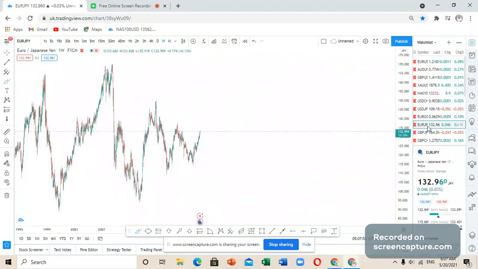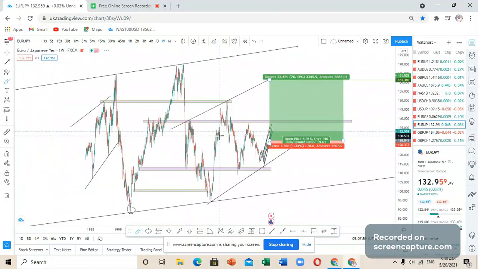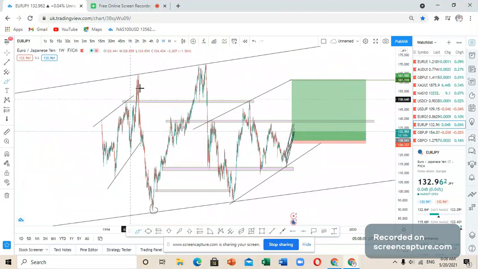So for the EURJPY, you can see the general movement: it touched the upside, touched the downside, made double touches to the upside here. Then you had a move to the downside here, touching the downside. So then the markets have been playing in between these two trend lines here.